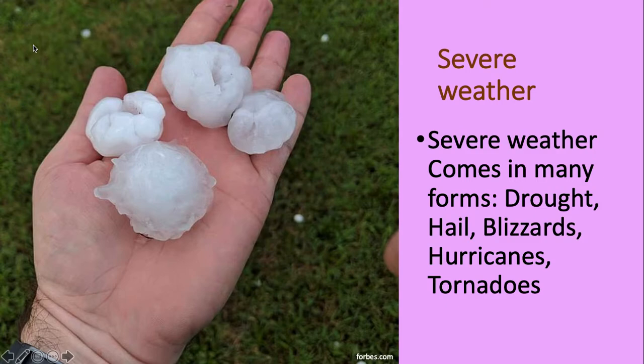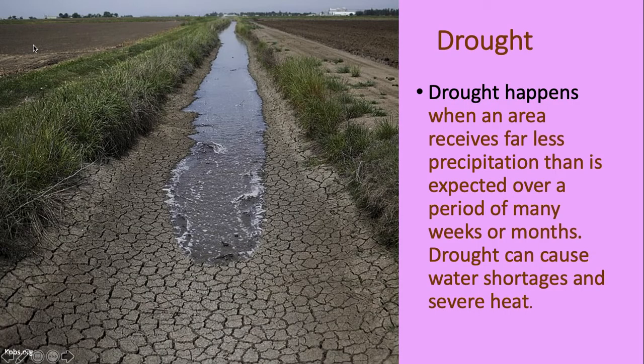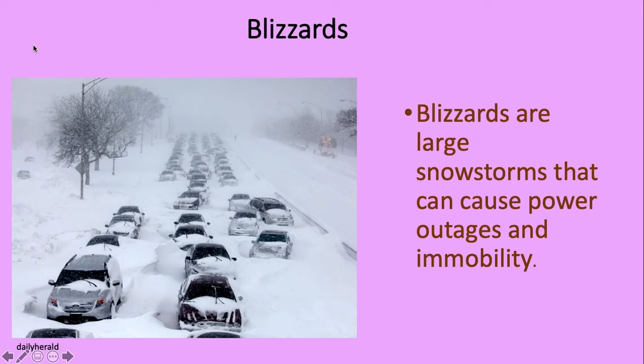Moving on to severe weather. Severe weather comes in many forms: drought, hail, blizzards, hurricanes, tornadoes. Drought happens when an area receives far less precipitation than is expected over a long period of time, weeks or months. Drought can cause water shortages and severe heat. Blizzards are large snowstorms that can cause power outages and immobility.